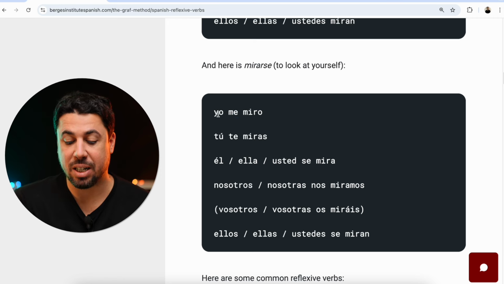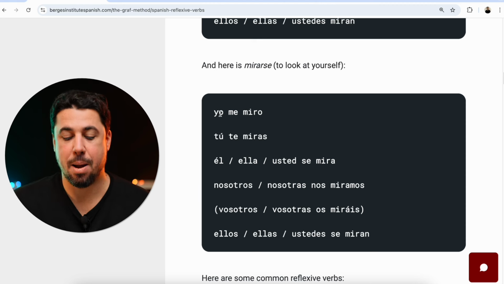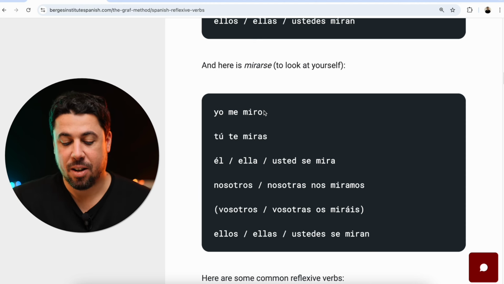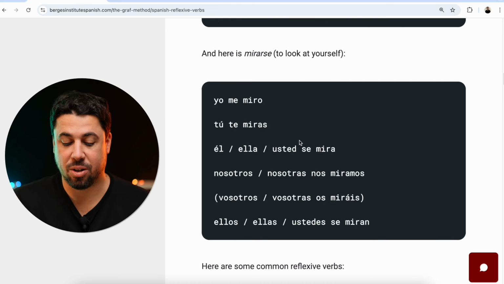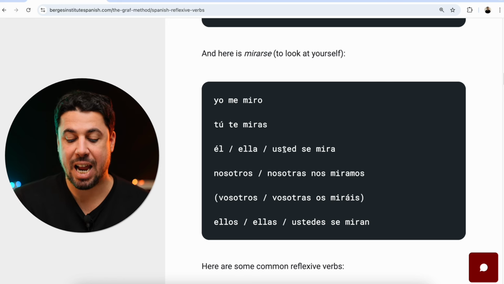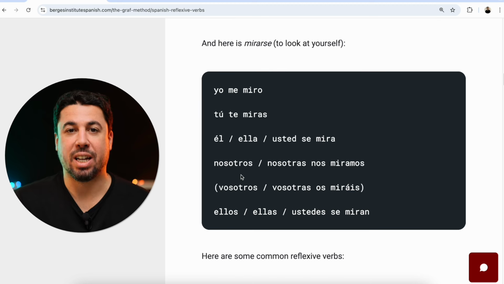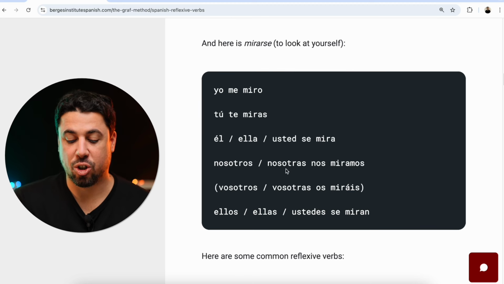So I look at myself, yo me miro. You look at yourself, tú te miras. He or she looks at himself or herself, and also you, formal singular, look at yourself. Él, ella, usted se mira. We look at ourselves. Nosotros, nosotras nos miramos. You all look at yourselves.